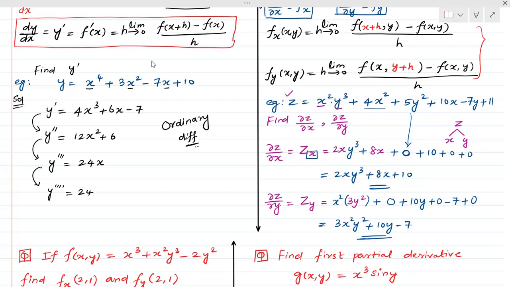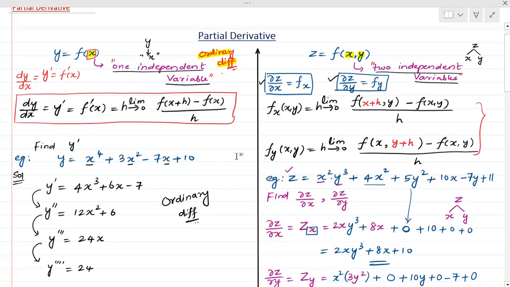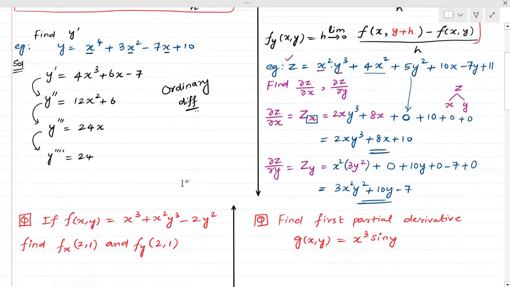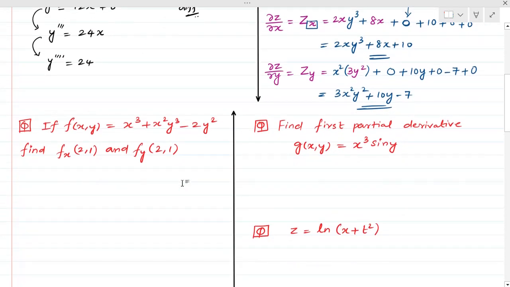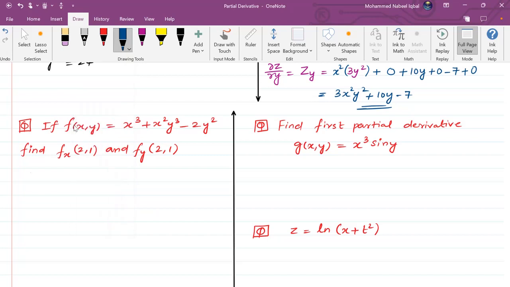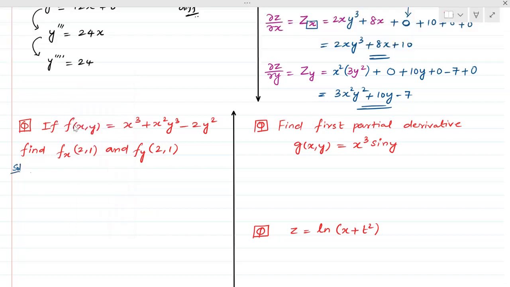So this is the partial derivative, and this is the ordinary derivative, ordinary differentiation. So this is the example we have taken. Let us solve some more problems in this one. So here, after calculating the partial derivative, you have to substitute the value of x equals 2 and y equals 1. So first you have to calculate the fx, the first partial derivative with respect to x.